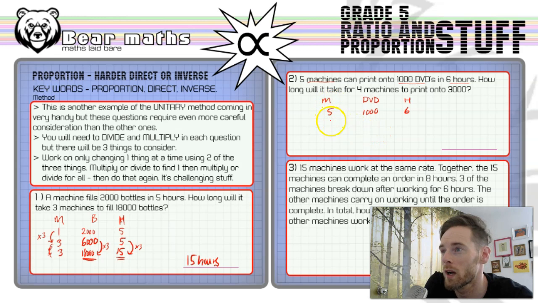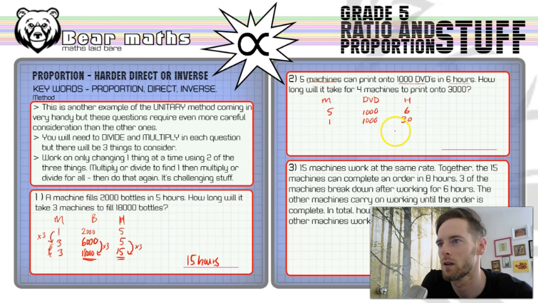So first of all, I'm going to work out 1. Let's work out how long it's going to take one machine to do some DVDs. Let's keep the number of DVDs the same, so 1,000 DVDs, and that's going to be a lot longer. So 5 machines can do 1,000 in 6 hours. 1 machine can do 1,000 in 6 times 5 hours. Inverse proportion question going on there, isn't there? So we're going to multiply those numbers together. We get 30, so 30 hours to do 1,000 DVDs.